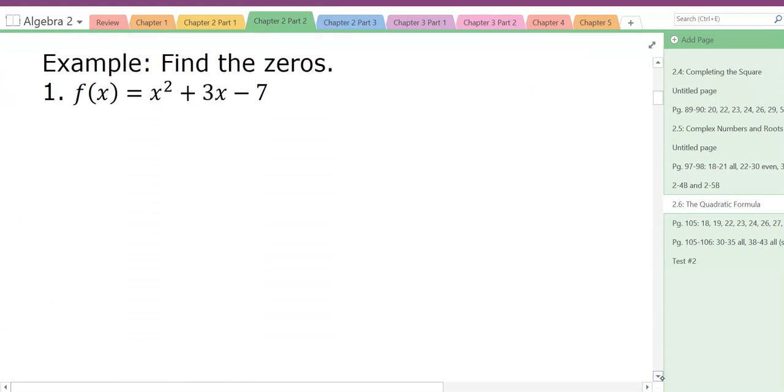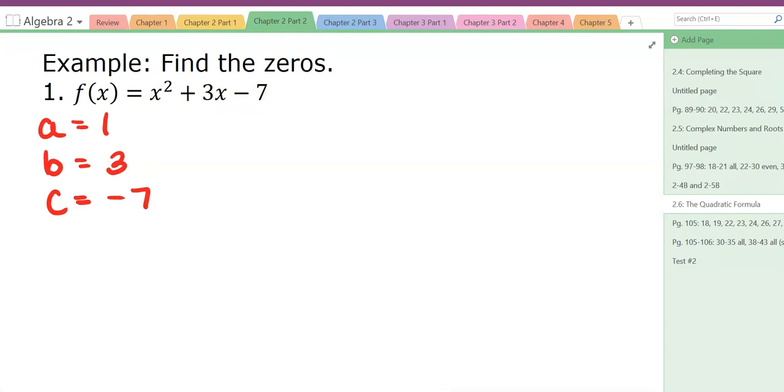If they're asking you to find the zeros, we're going to practice using the quadratic formula here. So I have x squared plus 3x minus 7. If I first identify my A, my B, and my C: A is the number in front of your x squared term, so this one doesn't have a number written there, so it's technically a 1. B is going to be your 3. C is going to be the number at the very end, which is negative 7.